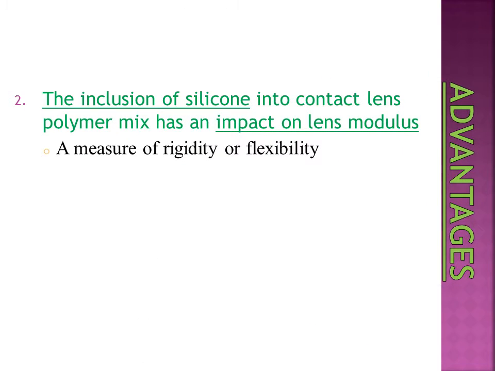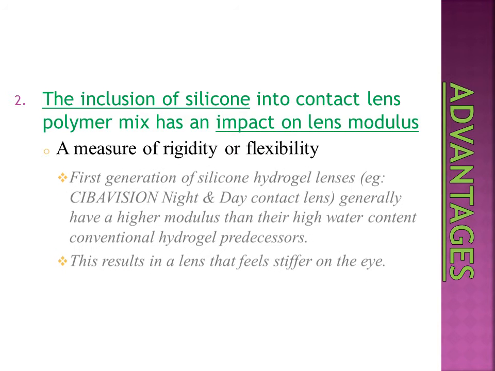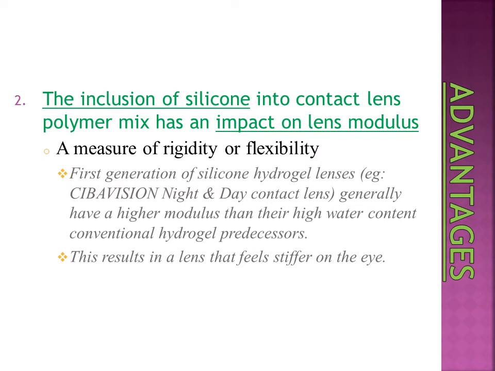Secondly, the inclusion of silicone into contact lens polymer mix has an impact on lens modulus, which is a measure of rigidity or flexibility. For example, first generation of silicone hydrogel lenses, example Ciba Vision night and day contact lens, generally has a high modulus than their high water content conventional hydrogel predecessors. This results in a lens that feels stiffer on the eye.